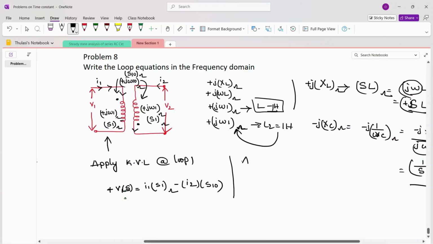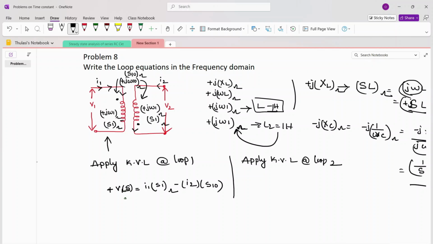Similarly, let's apply Kirchhoff's voltage law at loop 2. Here also in loop 2 we are applying the voltage. You can write it as voltage source is equal to voltage drop. I can write V2 of S is equal to the voltage drop due to the inductor, I into R. What is the current in this coil? The current in this coil is I2, and the drop created here is S1 ohm. This is I into R.